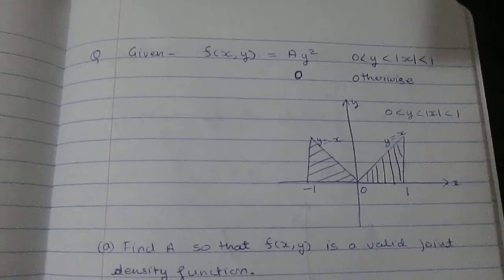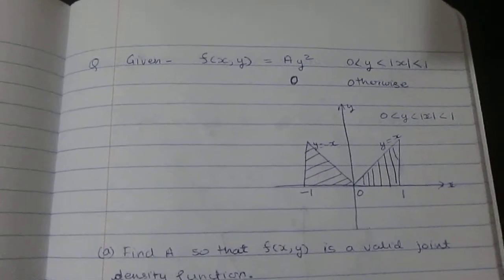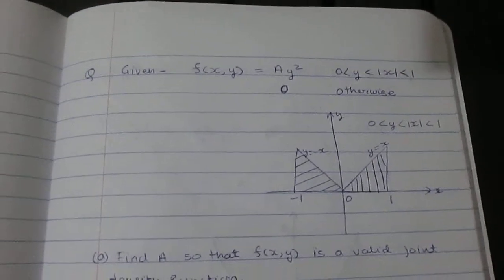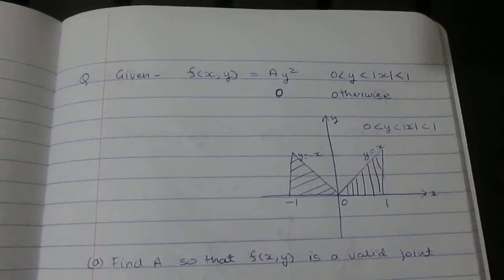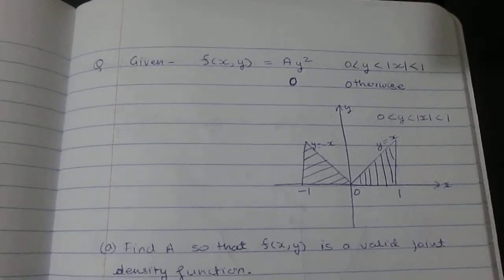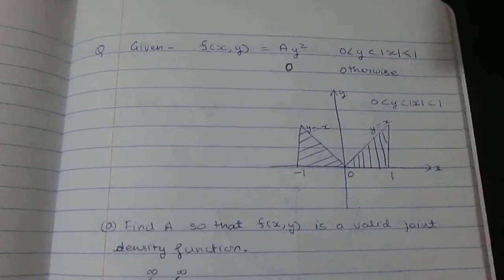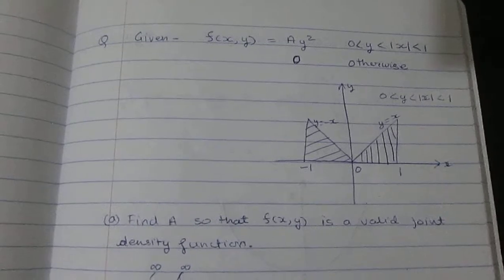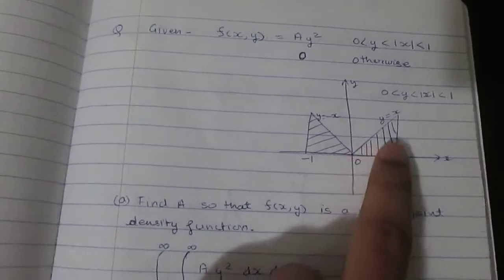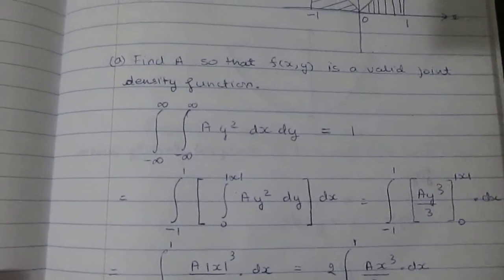Okay, so in this question, the joint density function of x and y is given to be a y square for 0 < y < |x| < 1, and this joint density function is 0 otherwise. So this condition for y and x can be given by this graph. Here y = x and y = -x. So the first question that is asked is find a.